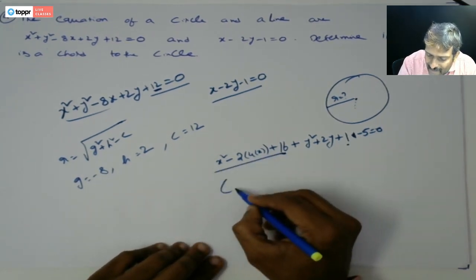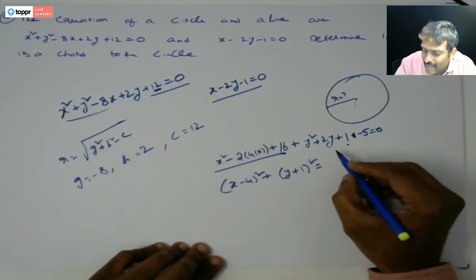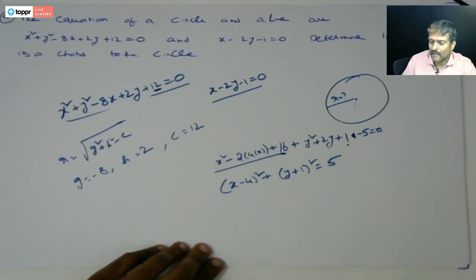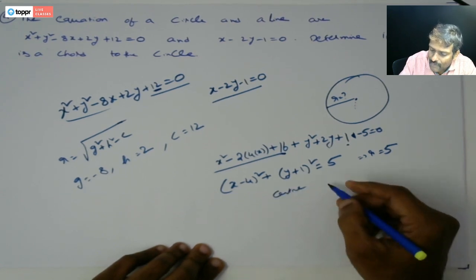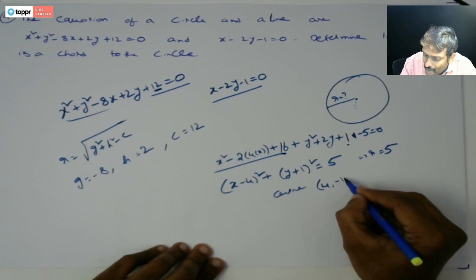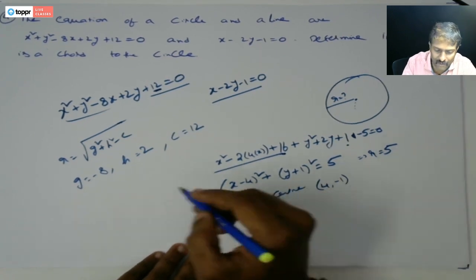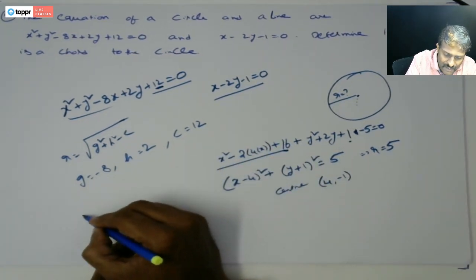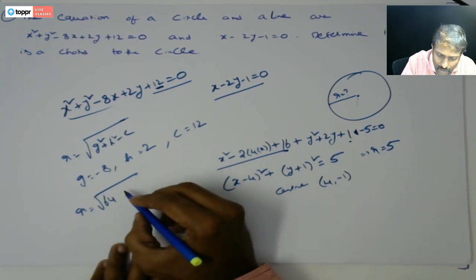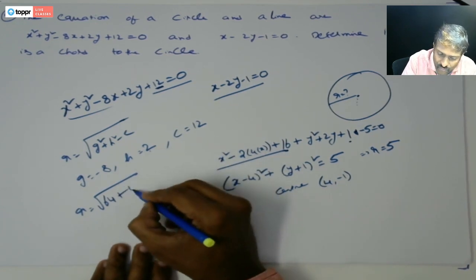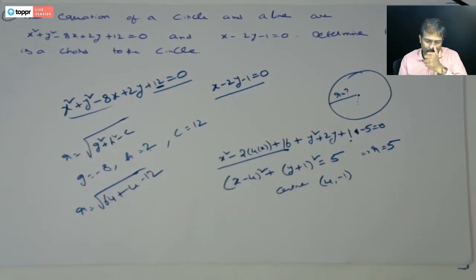So now this entire thing can be written as (x minus 4) whole square plus (y plus 1) whole square is equal to 5. So here the radius is equal to 5 and the center is (4, minus 1). Let us verify if we get the radius as 5 or not by using this. If you want, we can just verify it. The radius is g square is how much here? 64 and plus 2 square is 4 minus 12 square is 12, right?